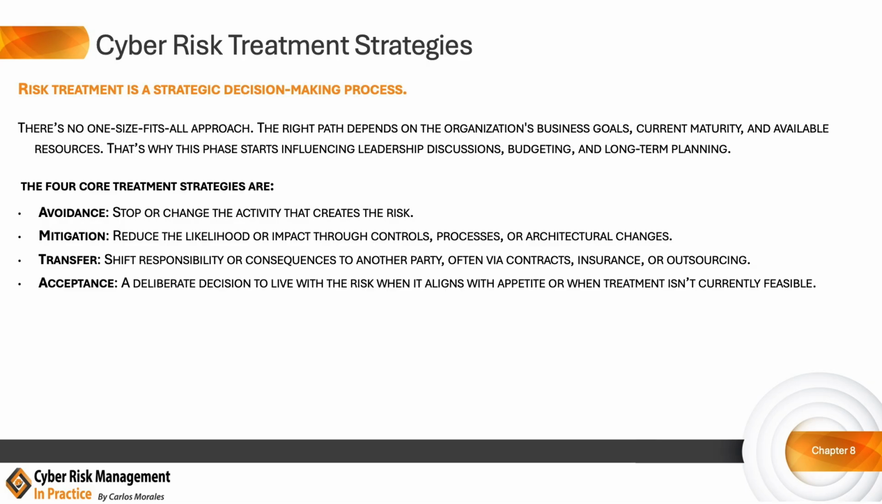The third strategy is transfer. This means shifting part of the risk to a third party. That could be through contracts, insurance, or outsourcing specific functions. But transfer doesn't mean the risk disappears. It just means that the consequences or responsibilities are shared or passed on. You still need to manage the relationship and ensure that the third party is equipped to handle their part.